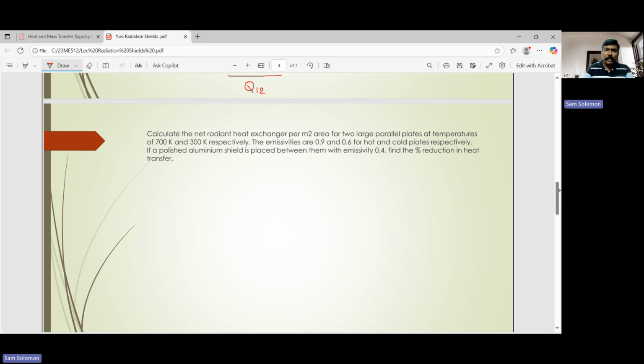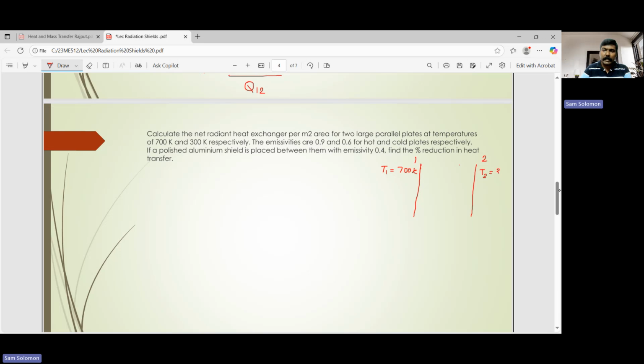Okay. So now what is given in this problem is calculate the net radiate heat exchange per meter squared area for two large parallel plates at temperatures 700 and 300 Kelvin respectively. So you have got two plates. You have got plate number 1 and you have got plate number 2. So this is plate number 1 and 2. The temperature of plate number 1 is given as 700 Kelvin. Obviously, this is at a higher temperature.